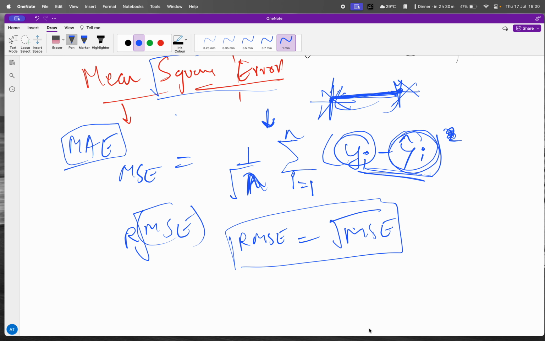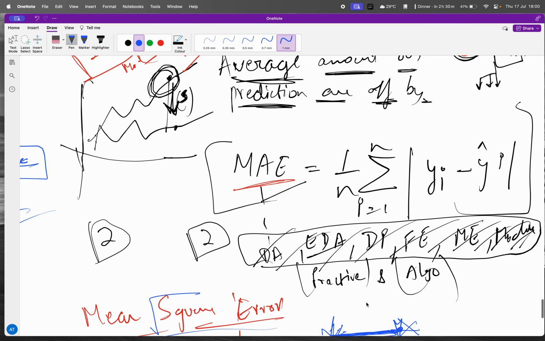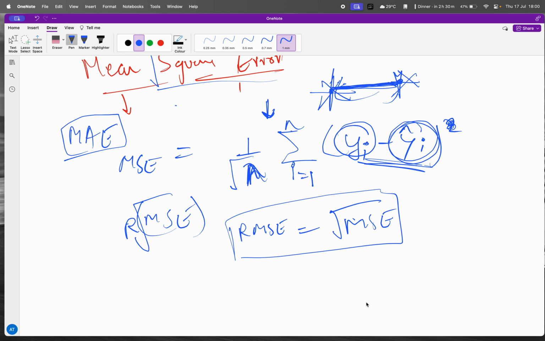For example, let's try with some example now. Okay, first I'll tell you all the terms, then we'll go with an example and we'll do it. Okay, one more is there, R square, which is very used, less known as coefficient of determination.